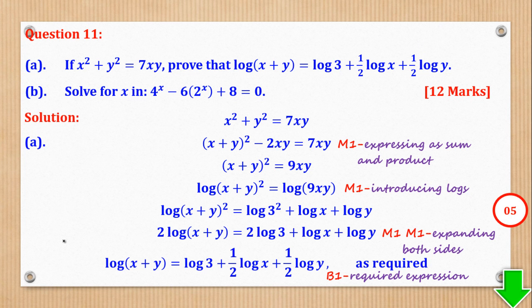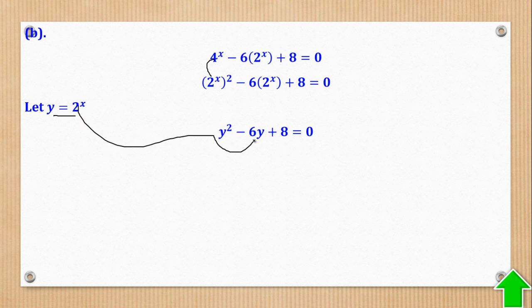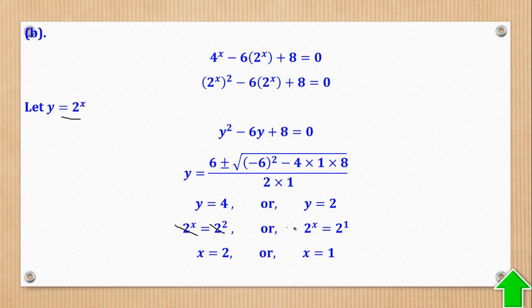That was part A. Part B says solve for x in this. That's what is given. This becomes 2 to power x, 2 to power 2. Then substitute, change variable, let y be equal to 2 to power x. So this becomes y squared minus 6y plus 8, which is a quadratic. So I'll solve it using the quadratic formula to get two values of y. Then I'll remember that y is equal to 2 to power x. So good thing is same base, so x will be 2, same base, x will be 1. And that's what they wanted.